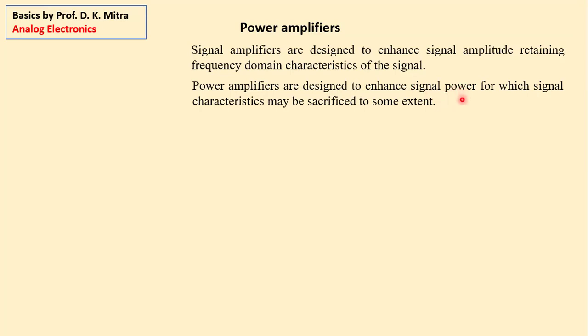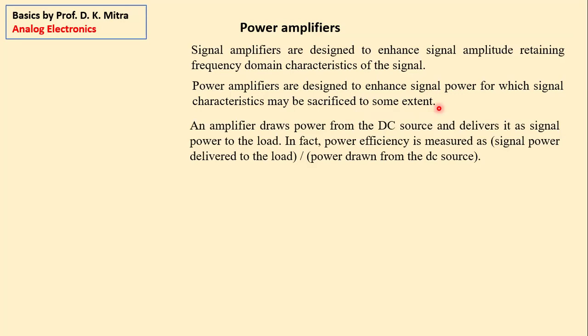Like you can give it to a sound box, you can deliver sound in a huge auditorium where you need signal power, but for which the signal characteristics may be sacrificed to some extent. That is the clue. When you design a power amplifier to deliver a huge power, maybe 1 kilowatt of power, sometimes it happens the signal characteristics are a little bit sacrificed.